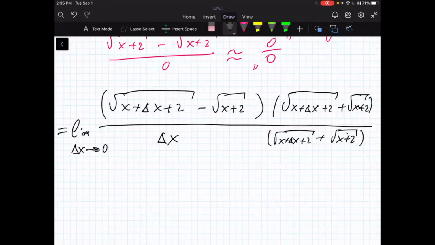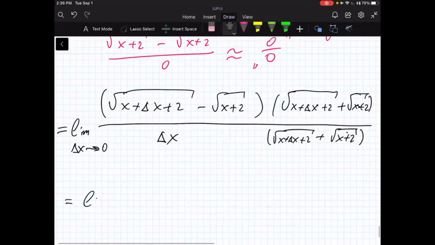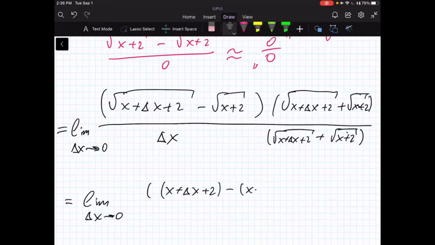Okay, then again, in this expression that I obtained, I see that there is a formula for the difference of squares. So I get that it's the same as the limit when delta x goes to 0. So I have the first squared, which is x plus delta x plus 2 minus x plus 2.